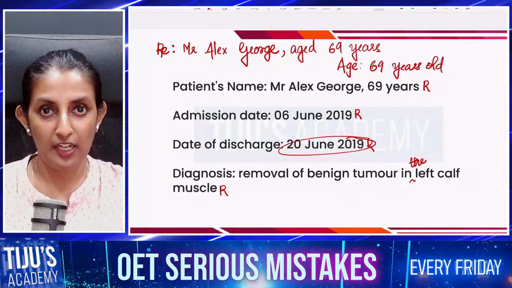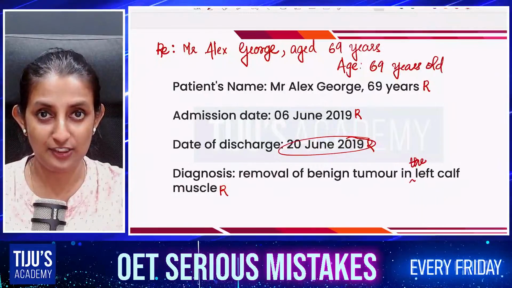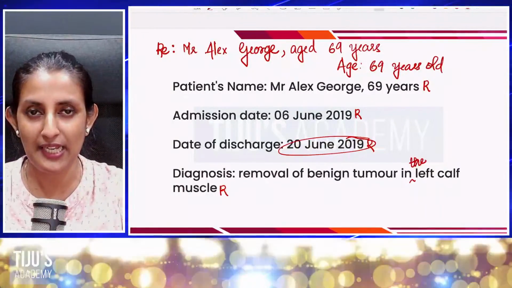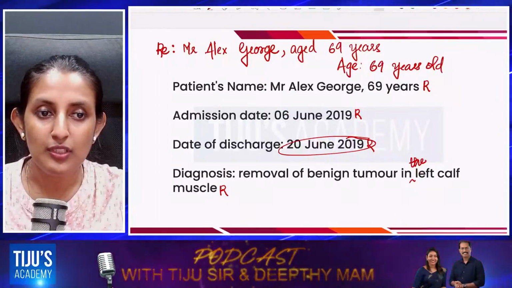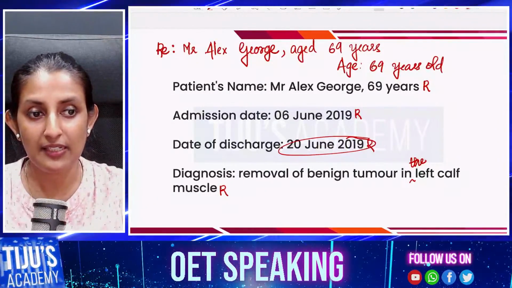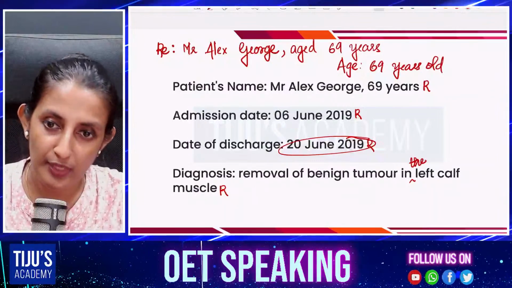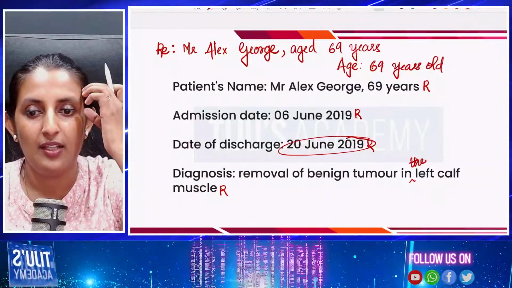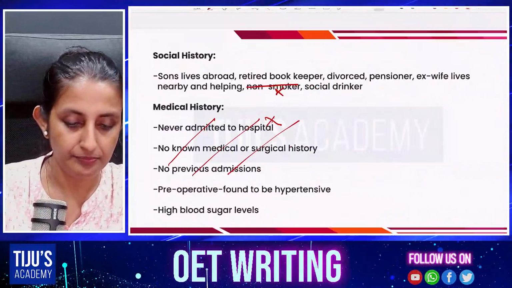So how will the introduction come? I am writing to request a home visit for Mr. Alex George, who requires ongoing care and monitoring. Second sentence: he is recovering after removal of benign tumor in the left calf muscle. So this should be the introduction. Is it clear so far? Shall we go to the body part?